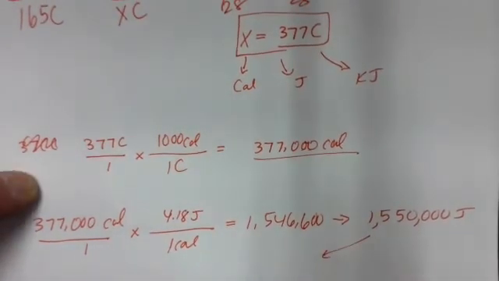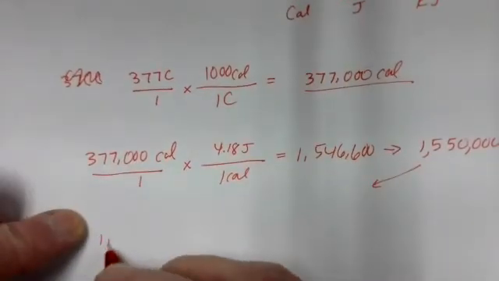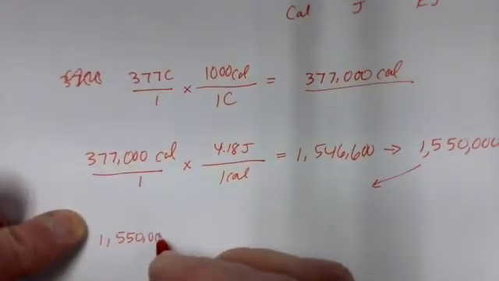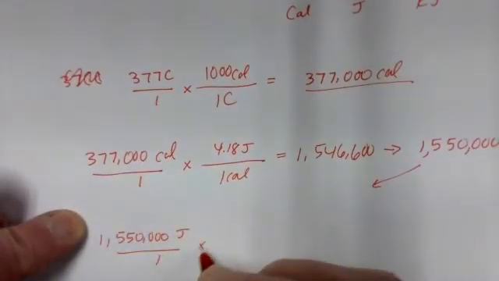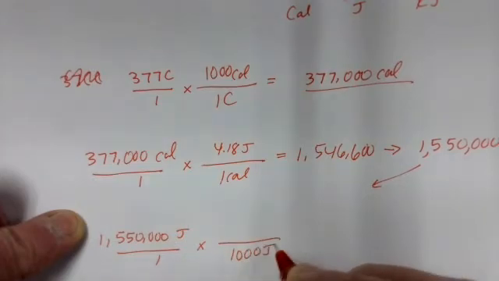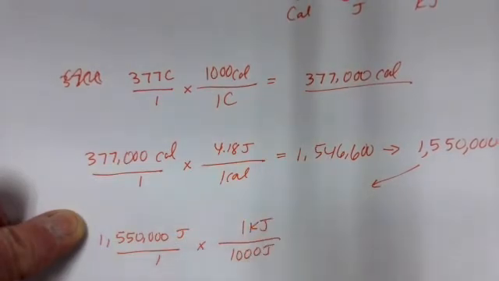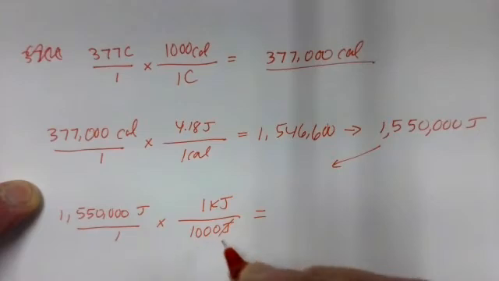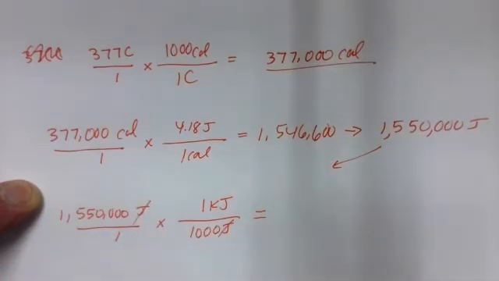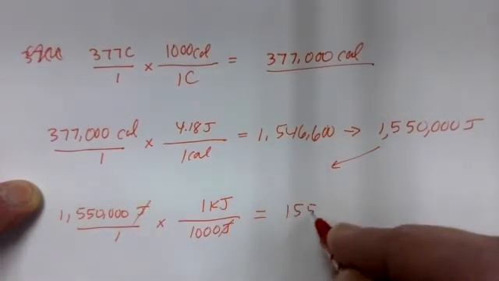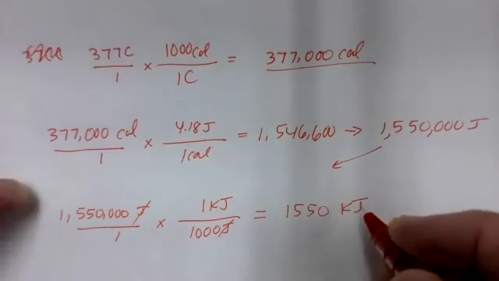Now we're going to take that number, 1,550,000 joules, and it's still 1,000 joules in 1 kilojoule. The joules in the numerator and the denominator cancel, and this becomes 1550 kilojoules.